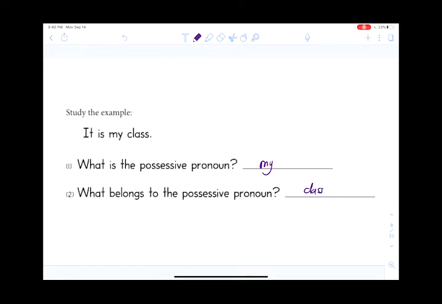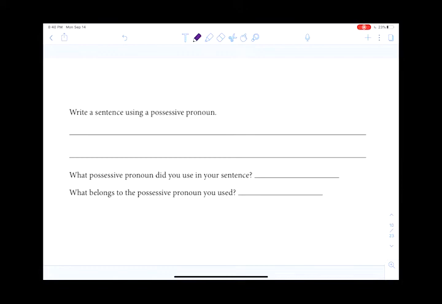Now, write a sentence using a possessive pronoun. For example, that car is her vehicle. What possessive pronoun did I use? I used her. What belongs to the possessive pronoun? The car. Because it is her car.